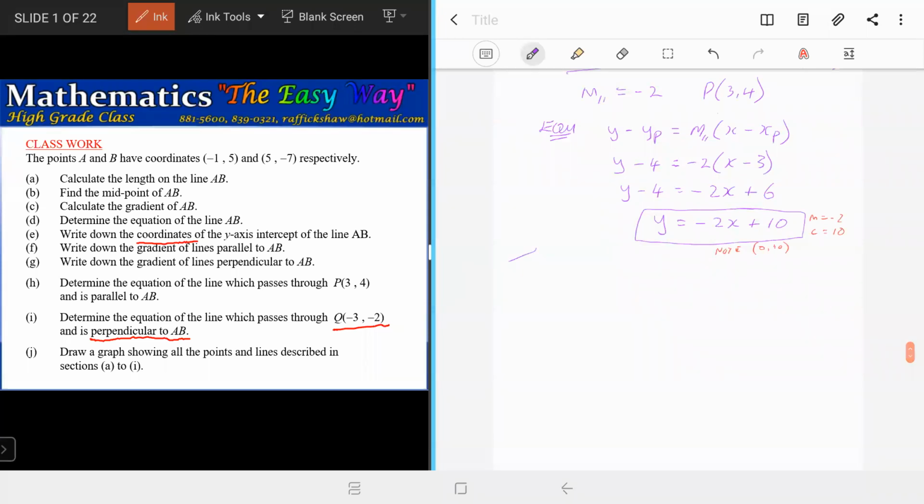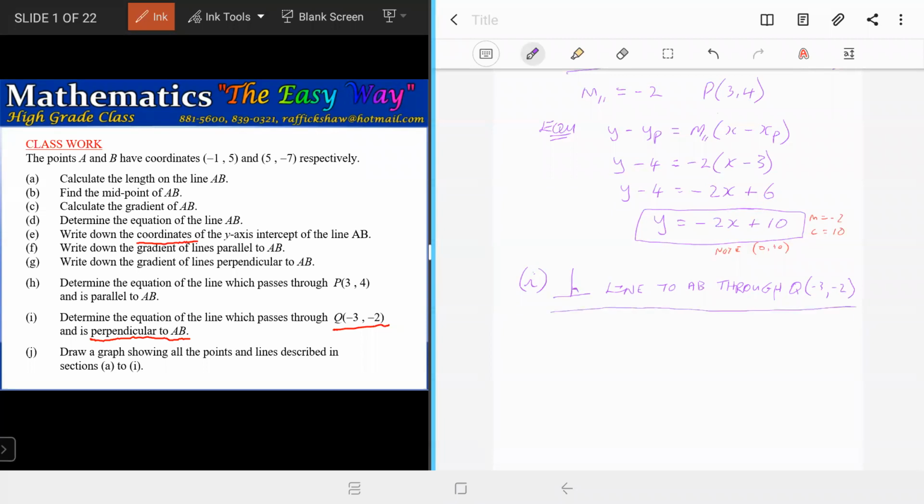Next part up here. So this now is part I, which wants us to find the perpendicular line to A through Q. And Q is the point negative 3, negative 2. All right.